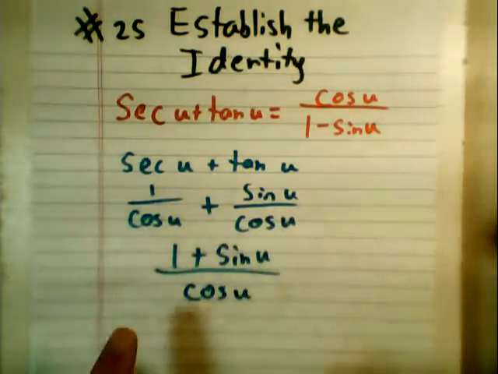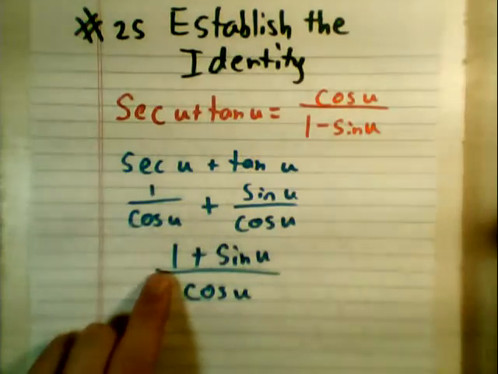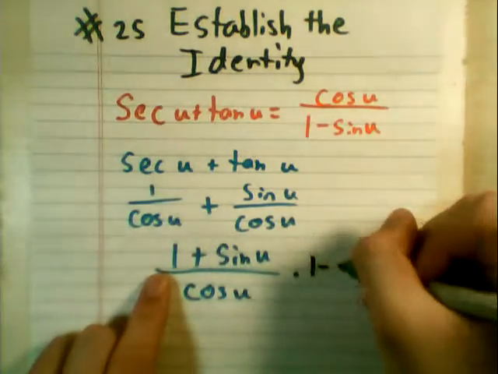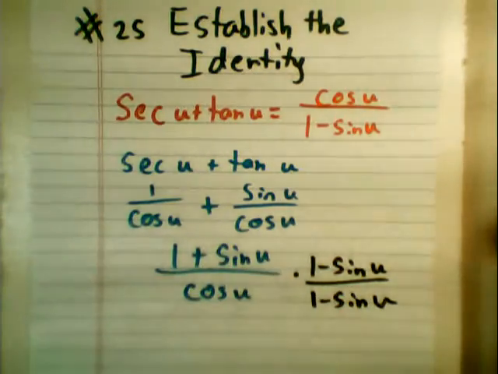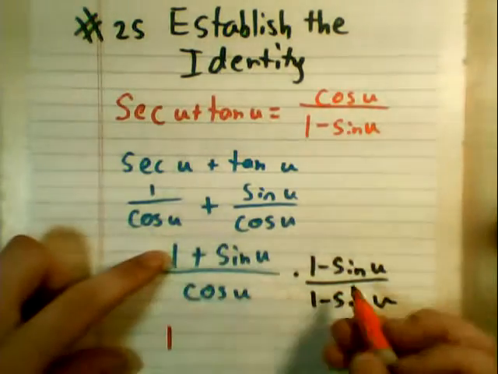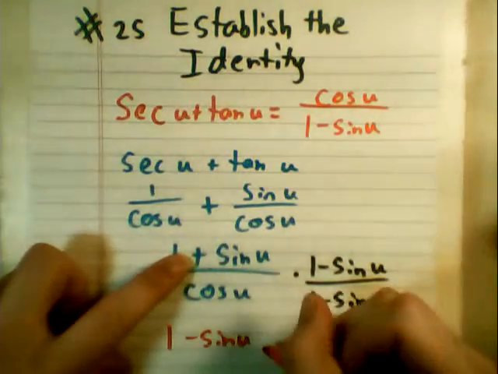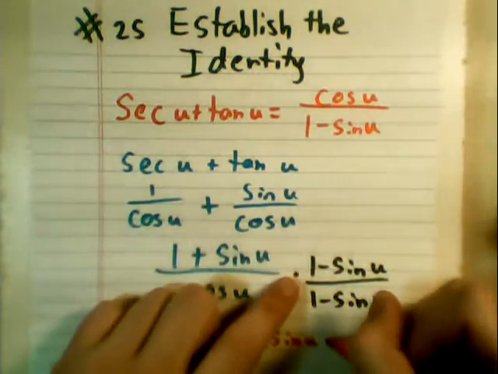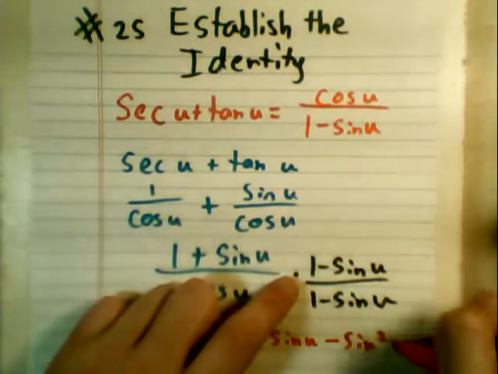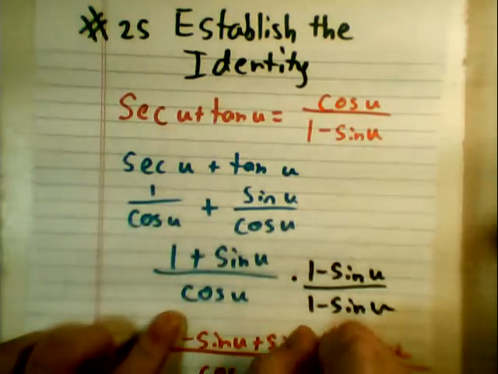Let's try multiplying the top and the bottom by the conjugate pair of 1 plus sine u. So multiply everything by 1 minus sine u. Okay, so let's try this. 1 times 1, 1. 1 times negative sine u, sine u times 1, plus sine u times negative sine u, which is negative sine squared u, divided by, let's keep the denominator as two multiples.